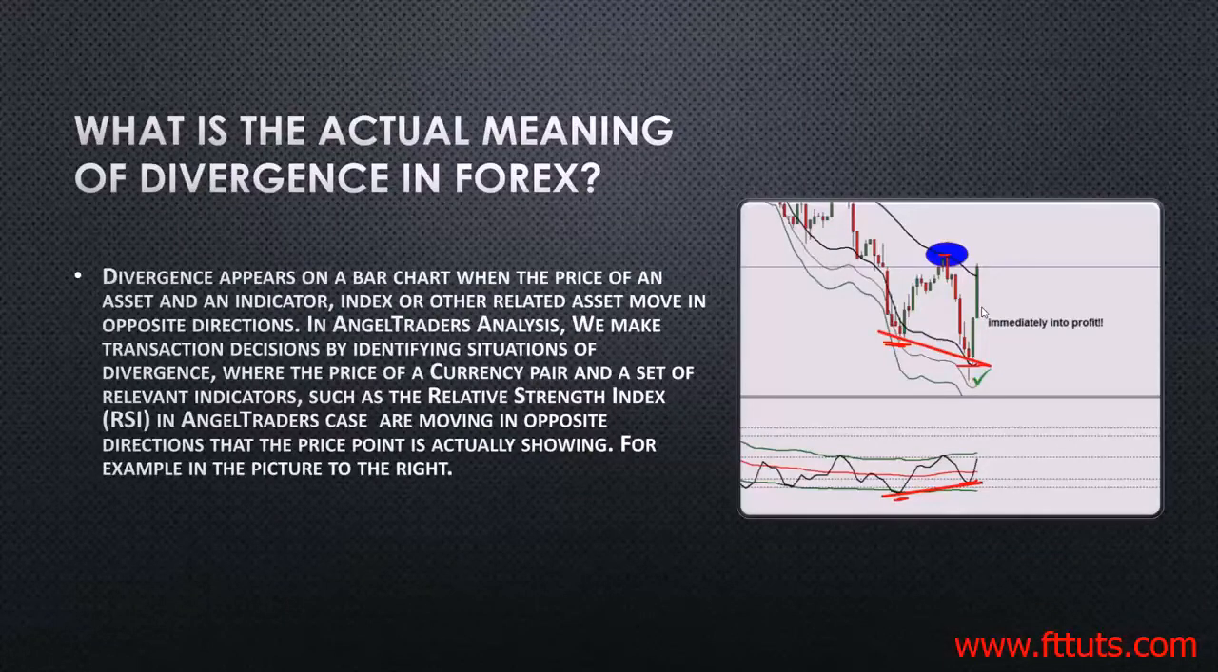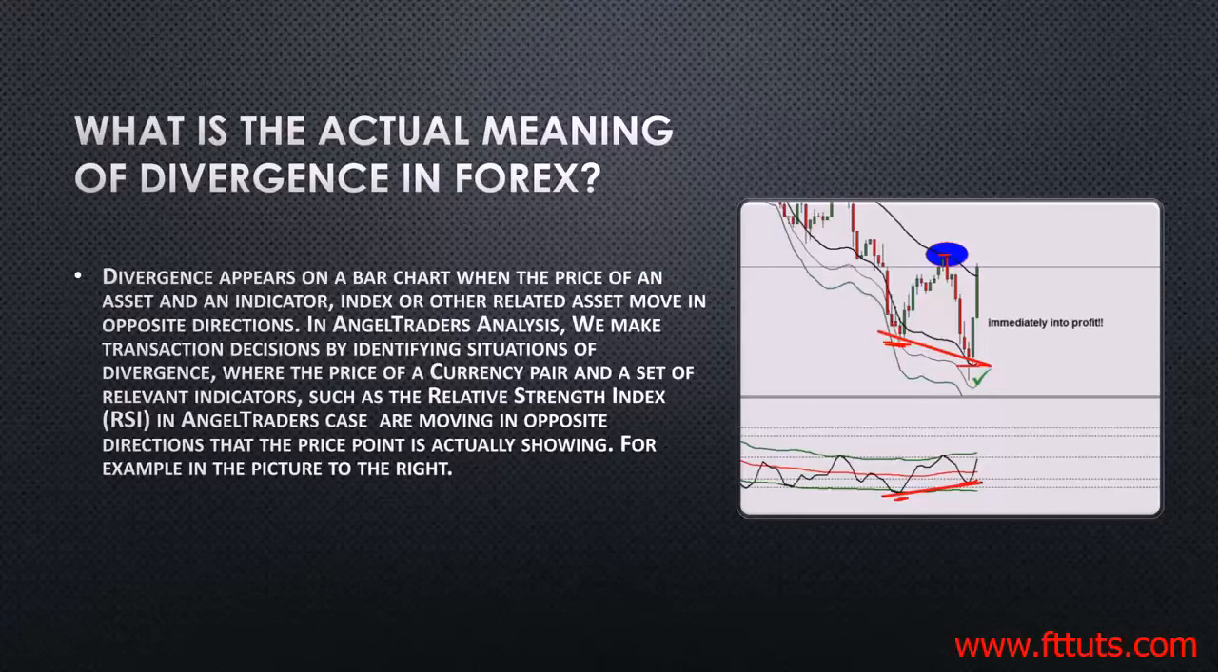What is the actual meaning of divergence in Forex? Divergence appears on a bar chart when the price of an asset and an indicator, index, or other related asset move in opposite directions. In Angel Traders analysis, we make transaction decisions by identifying situations of divergence, where the price of a currency pair and a set of relevant indicators, such as the relative strength index, RSI, in Angel Traders' case, are moving in the opposite direction that the price point is actually showing.